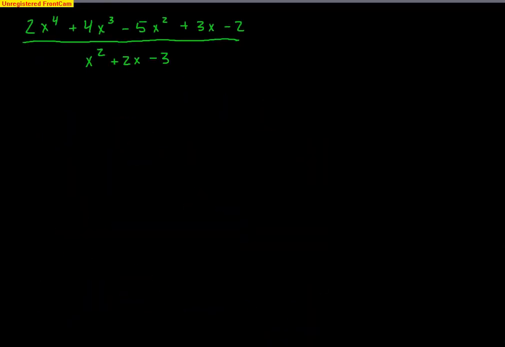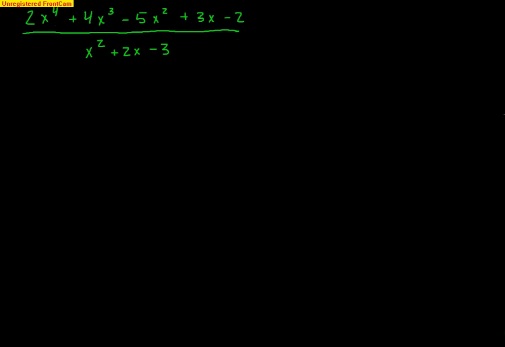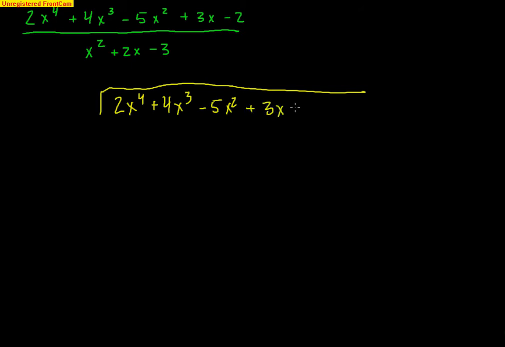Okay, let's try another one here. This one actually looks like it's going to be really ugly and tough, but because of the way it's set up, it actually ends up being really pretty short. So once again, my division bar, sorry, it's not so straight there, so 2x to the 4th plus 4x cubed minus 5x squared plus 3x minus 2. On the outside, you're going to go x squared plus 2x minus 3. And I'm going to start the process here.